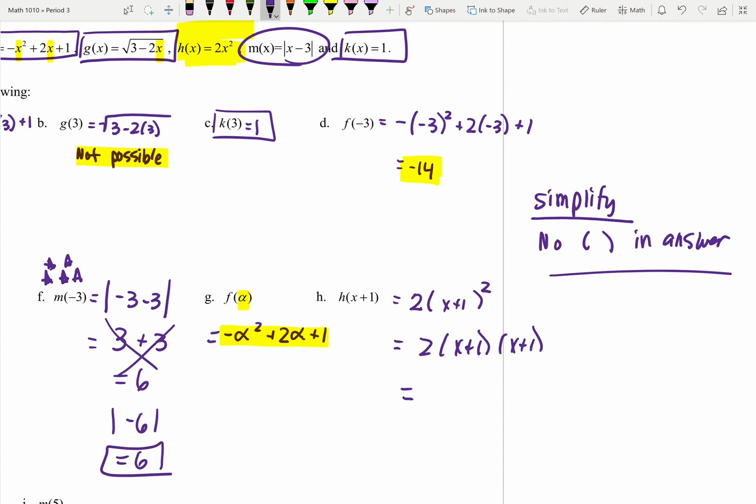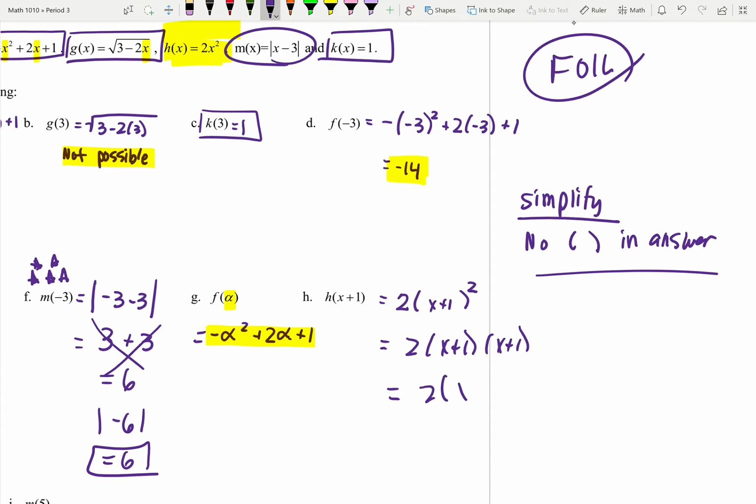You know what I call it? Maybe your teachers have before? FOIL. Right? If you haven't FOILed, you do whatever method you learned. Leave the 2. X times x is x squared. I'm going to do the O and the I in my head and pull them together in my head. So 1 times x is x. 1 times x is x. X plus x is 2x. 1 times 1 is 1.